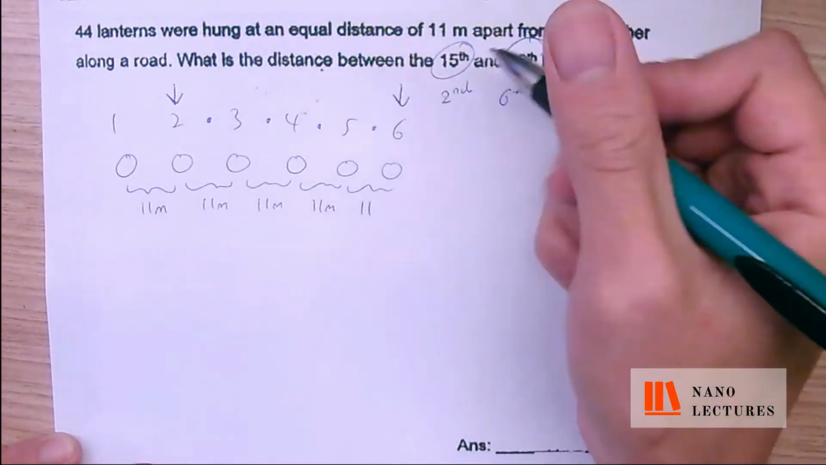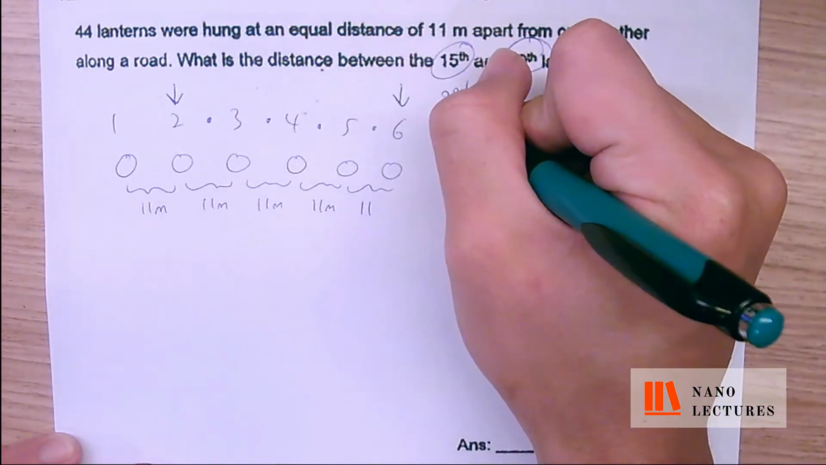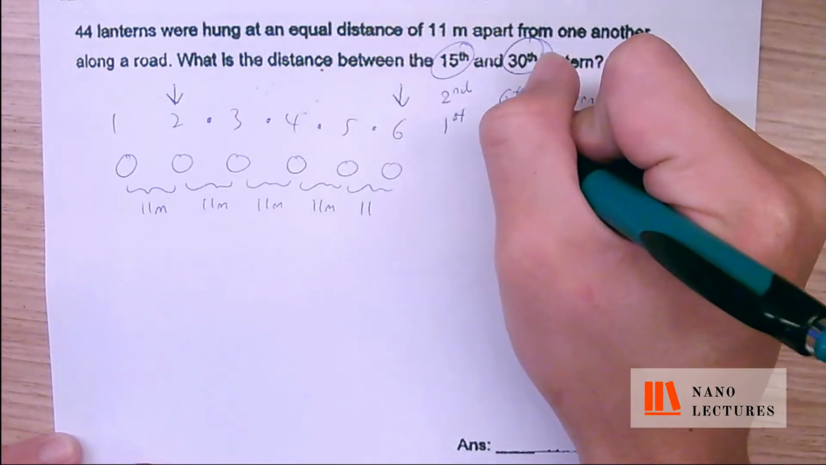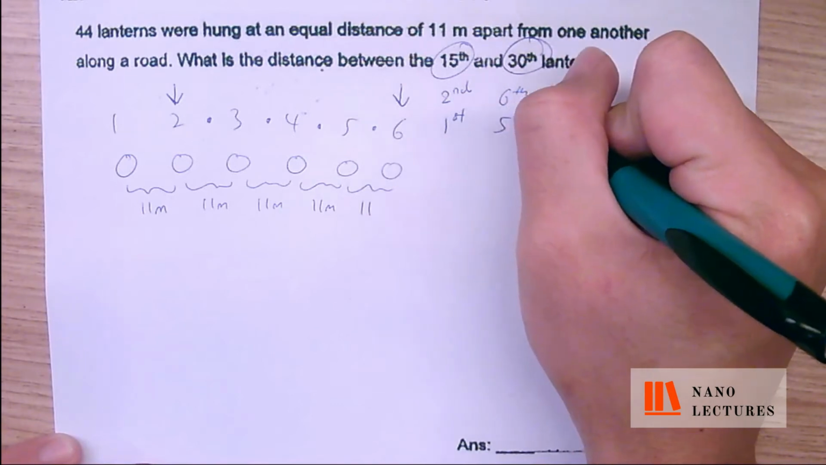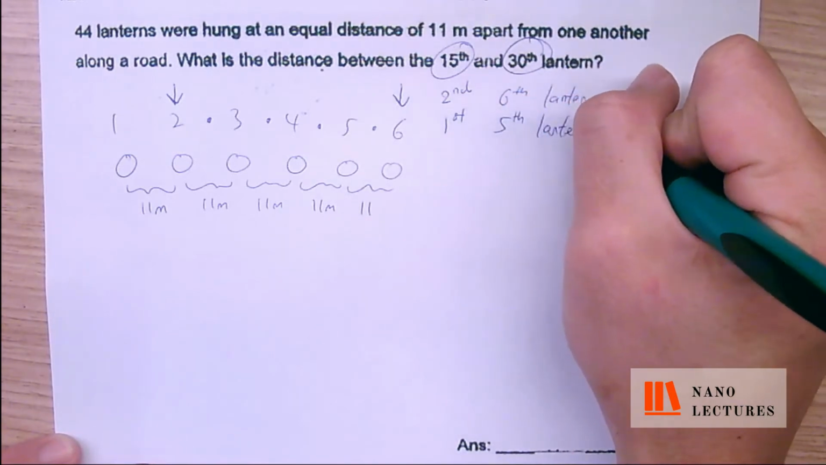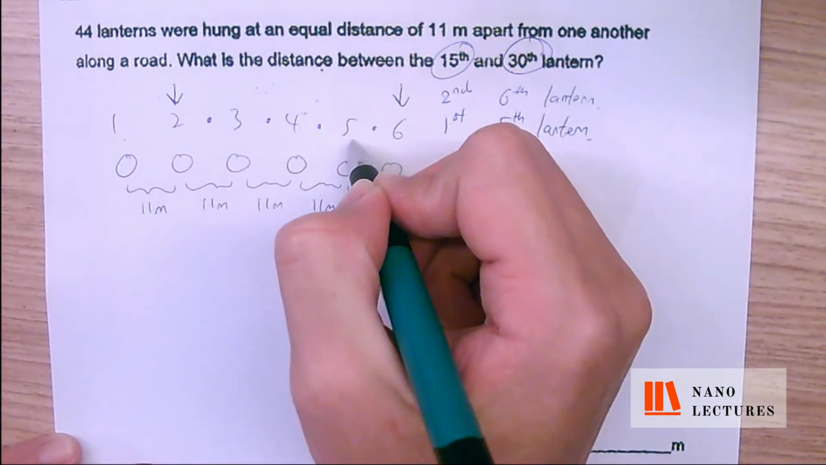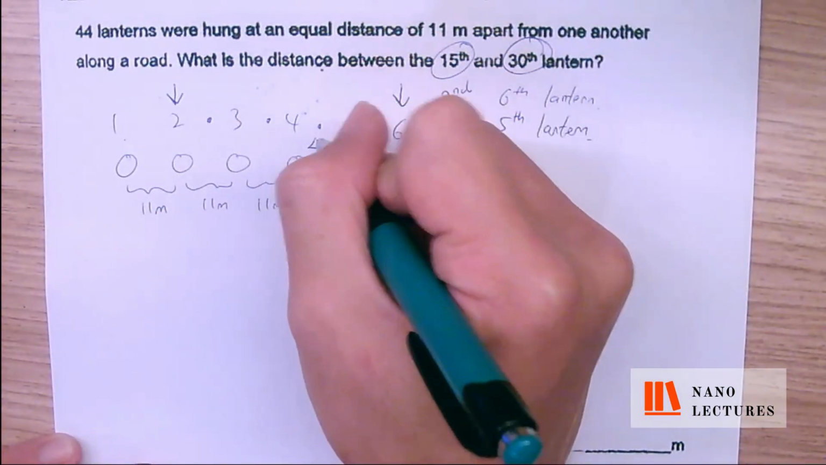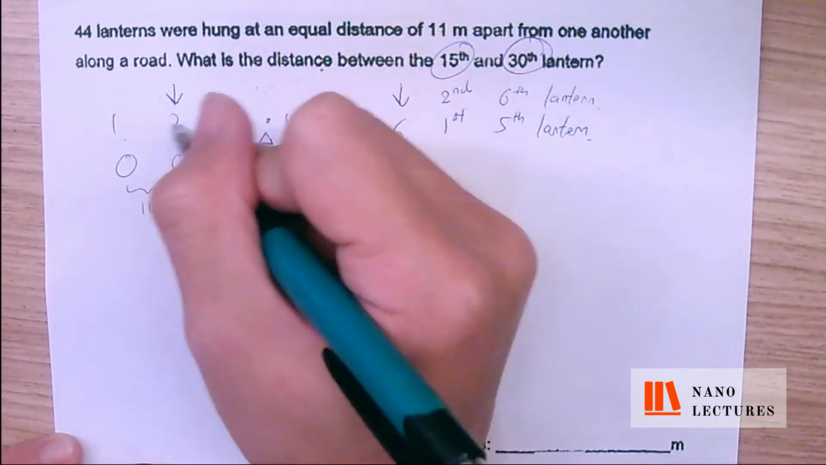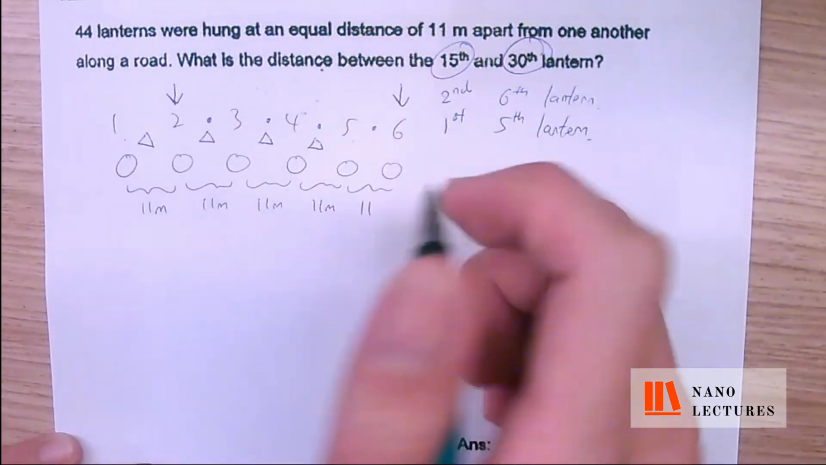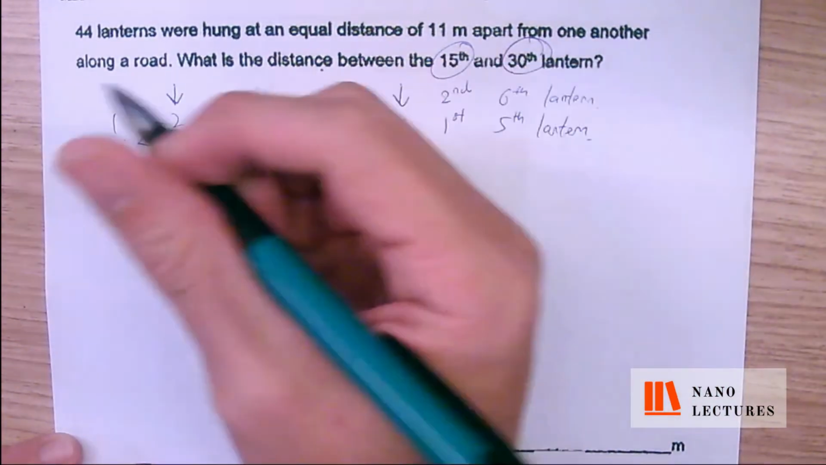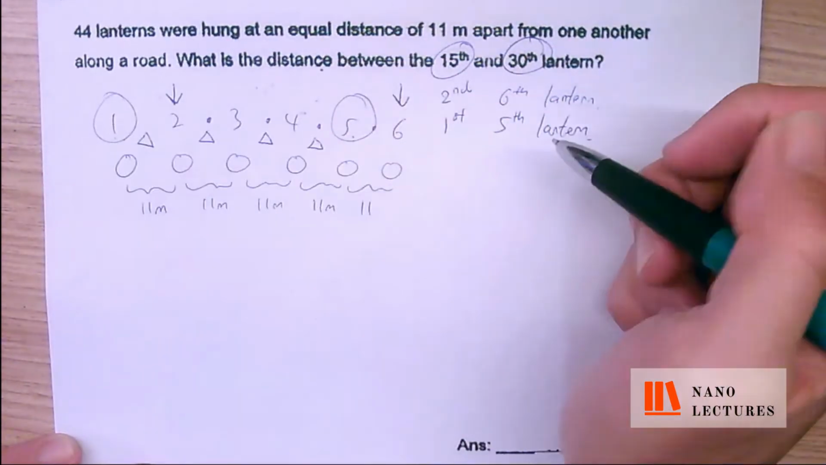Now what if I ask what is the distance between the 1st and the 5th lantern? Okay, so same thing. 1st and the 5th. How many spaces are there in between? 1, 2, 3, 4. How do you get 4? It's because you take the 5th one minus the 1st one, so 5 minus 1 will give me 4.